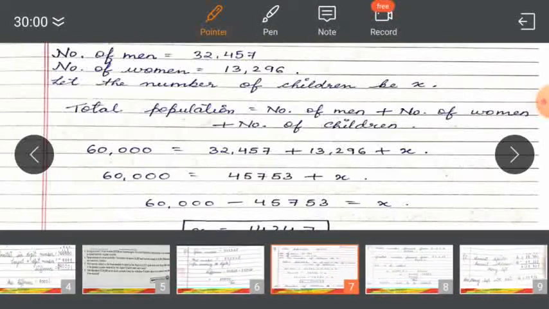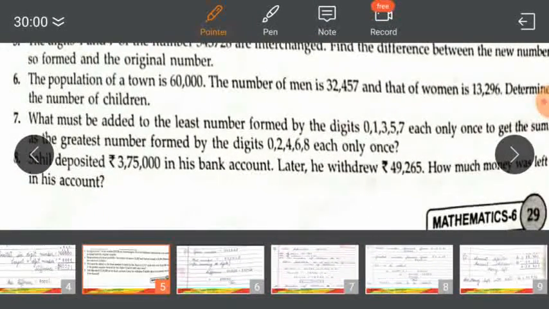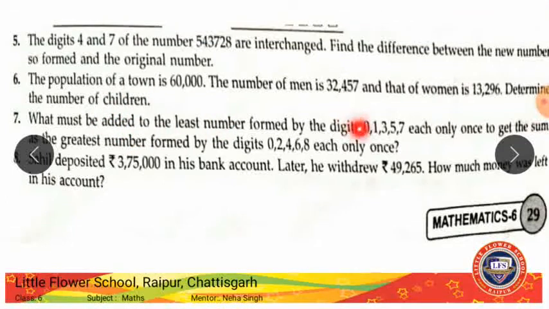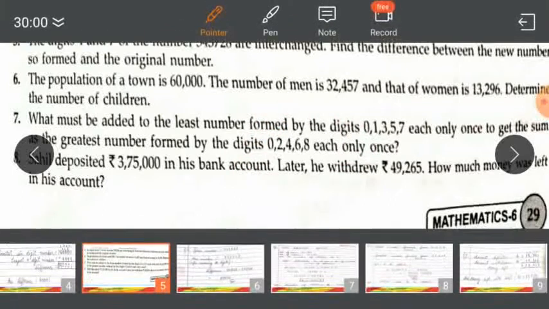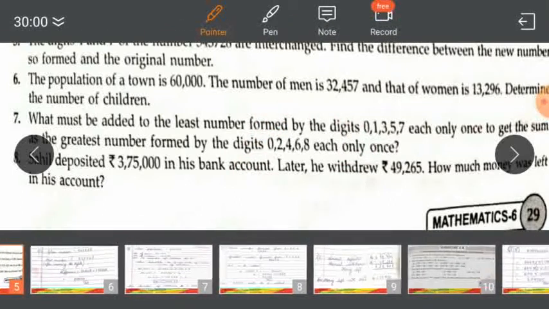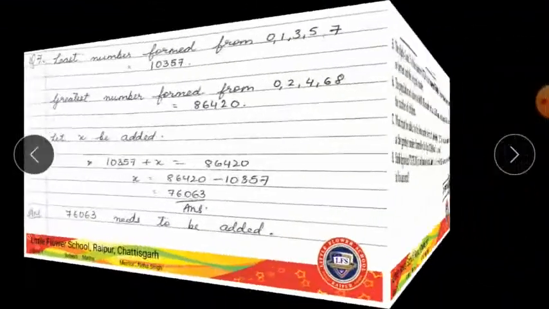Coming to the next question, 7th question. What must be added to the least number formed by the digits? 5 digits are given and you need to tell what should be added. First you will form the least number through these digits, and then what must be added so that to get the greatest number formed by these digits. Set of 5 digits are given, right?